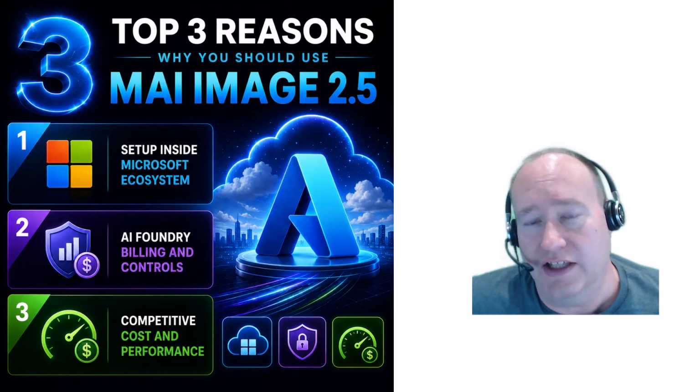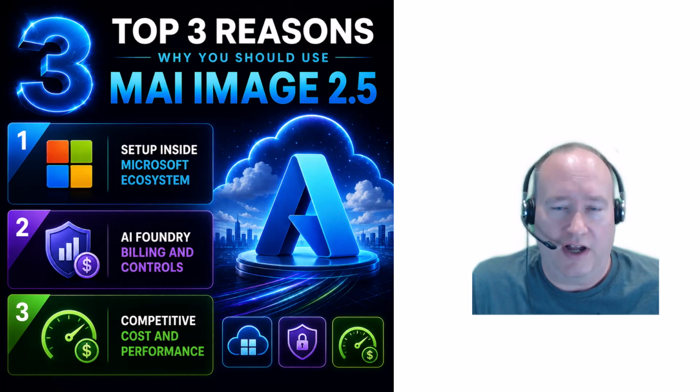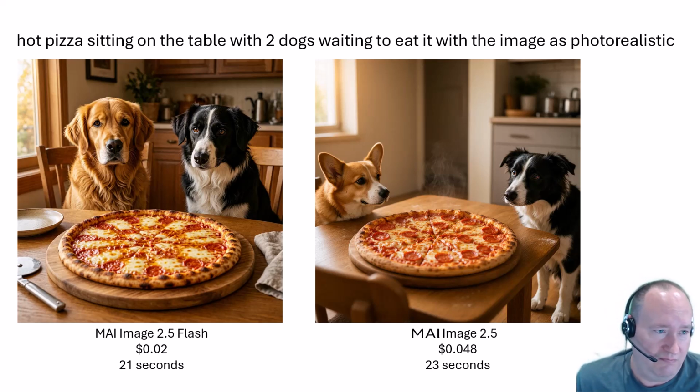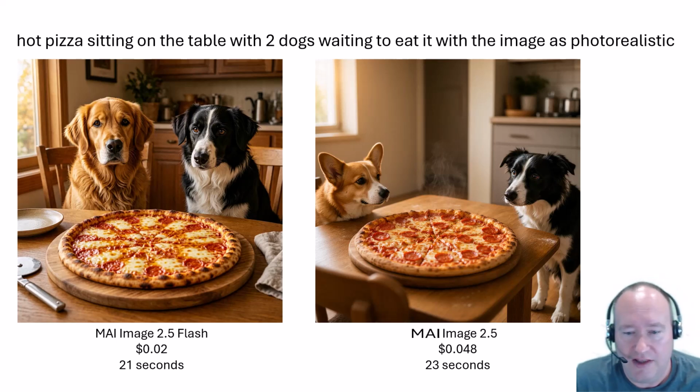And let's dive in and take a look at some examples, and you can see for yourself what kind of output you get from this model. The first comparison I want to show you is comparing the two different levels of models that Microsoft provides. One is the Image 2.5 Flash model, which is the cheaper, faster version of the model, and that's the image here on the left, as compared to the Image 2.5 base model, which is the full featured version. Now, what you can see here is the picture on the left looks pretty good. Hot pizza with two dogs sitting there. And on the right, you get a little bit more detail. You can see the steam coming off the pizza.